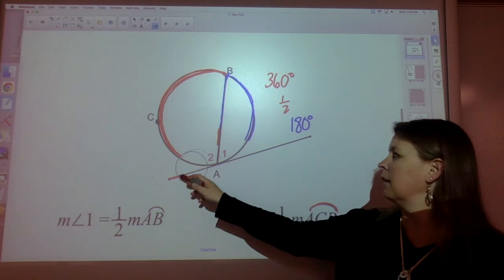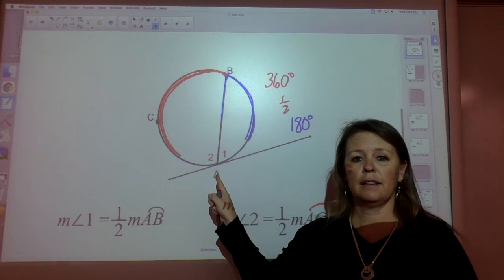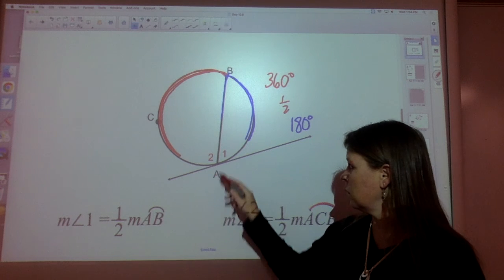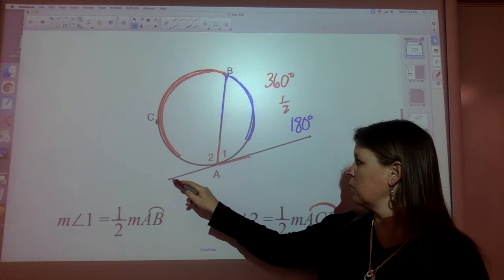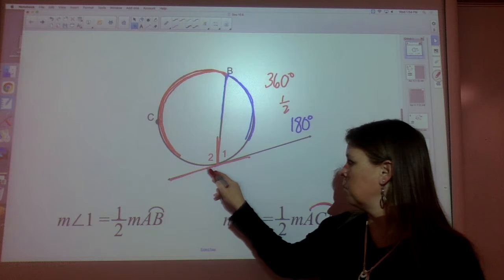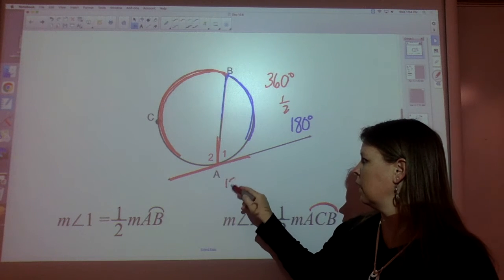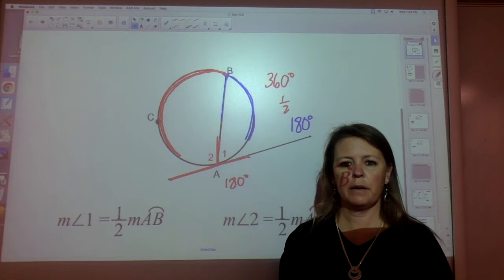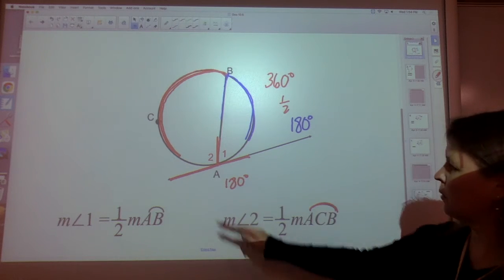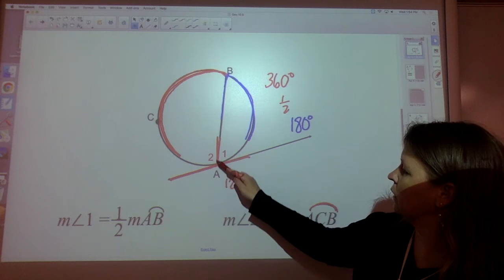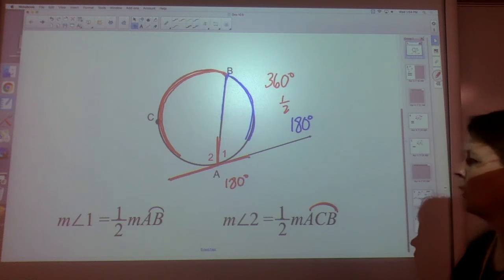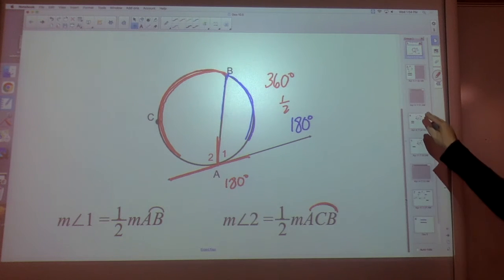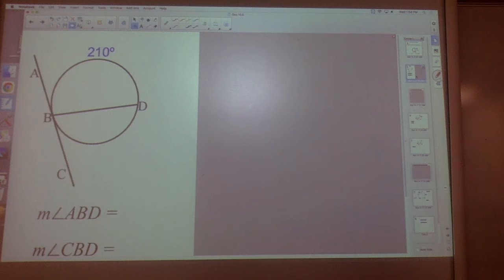Aha! Take a look. How big are angle 1 and angle 2 going to be? You put them together, they're 180 degrees. Let's go back to semester 1 on our linear pair. There's a linear pair. Again, make sure you're looking at the angle, not stopping it where the arc stops. Let's try a couple of those.